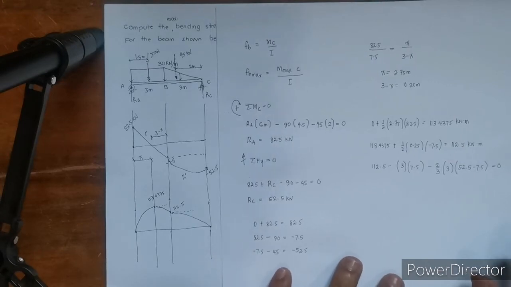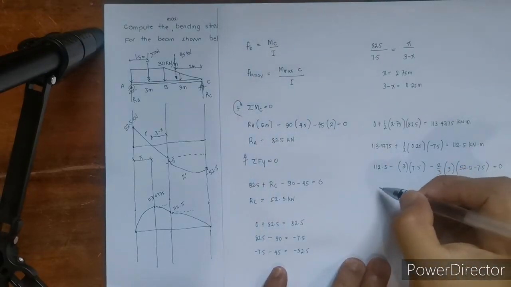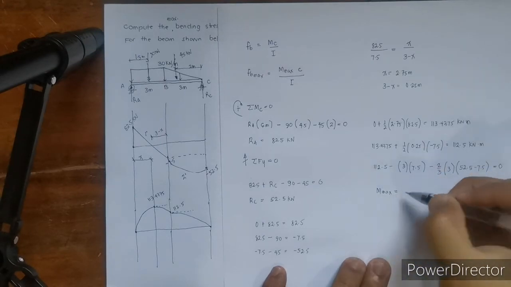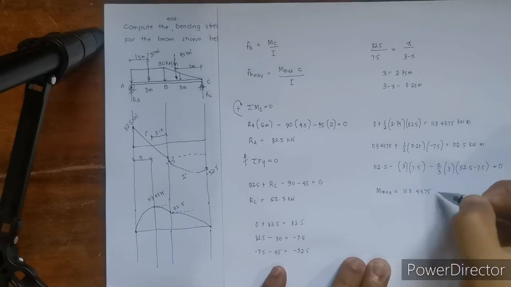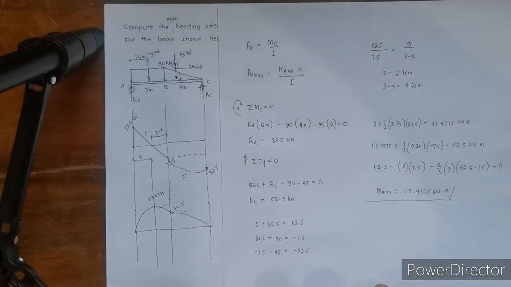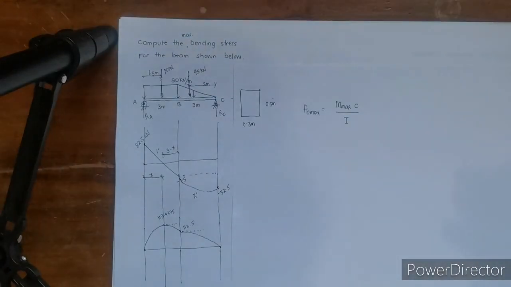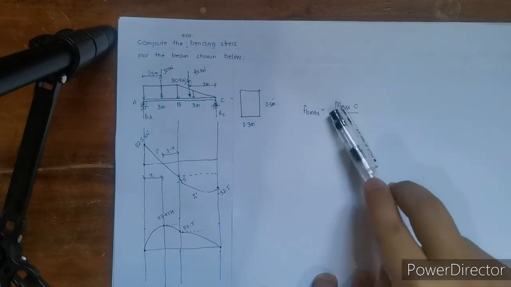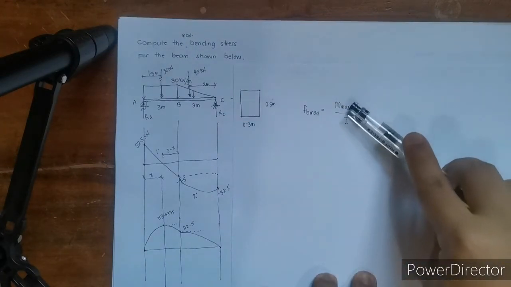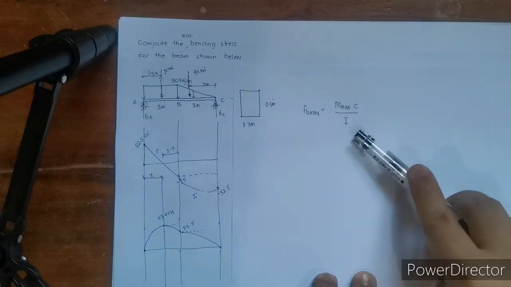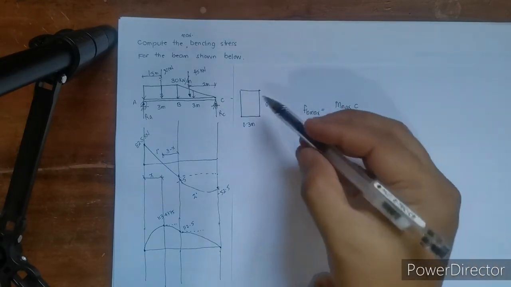And we can see that from our moment diagram, we can get that the maximum moment is equivalent to 113.4375 kilonewton meter. Okay, tuloy po natin. So, na-compute na po natin yung maximum moment natin. So, yung problema na lang po natin ay yung centroid natin tsaka moment of inertia. First one, yung centroid po natin.